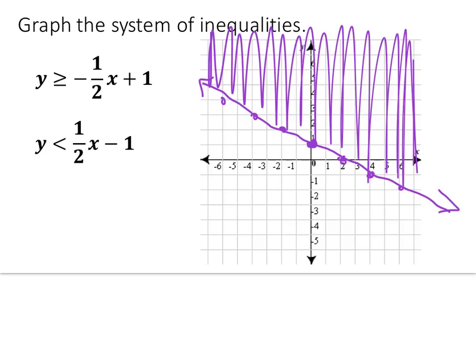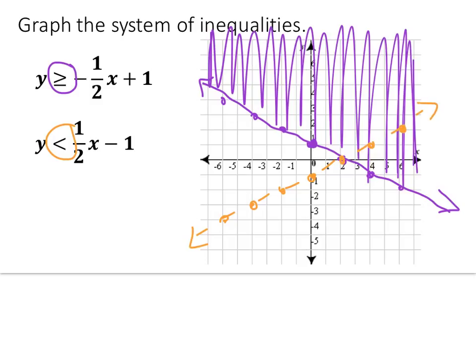Now for the second one. The y-intercept is negative 1, so that's where I'm going to start. And I'm going up 1 over 2, up 1 over 2, up 1 over 2. You can also go down 1 to the left, down 1 to the left, down 1 to the left. This was greater than or equal to, so I had a solid line. This is not equal to, so it's going to be a dashed line connecting all of these points.